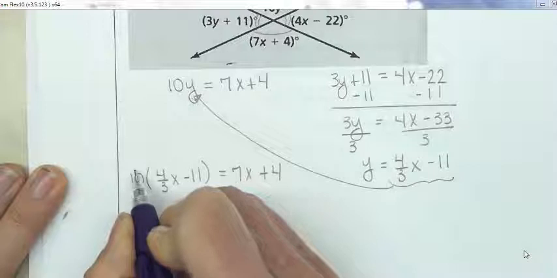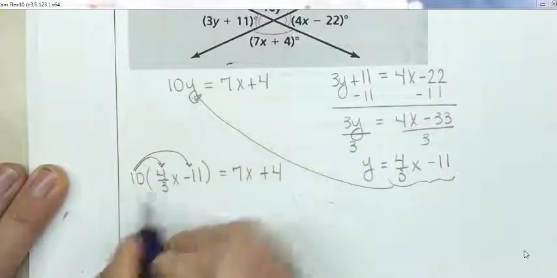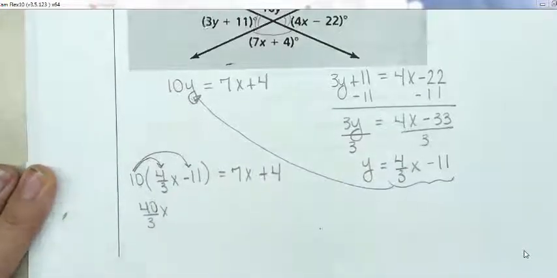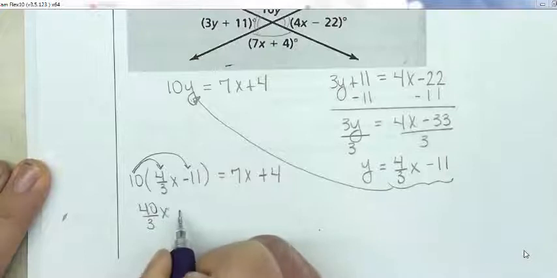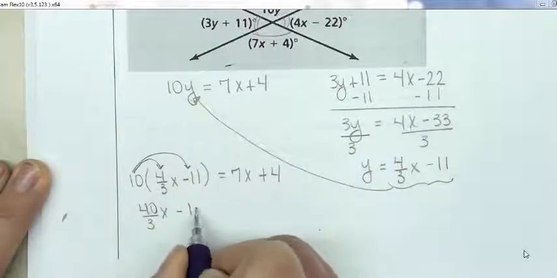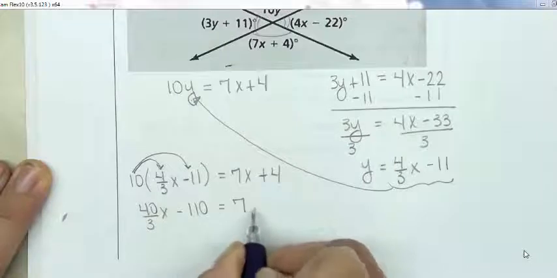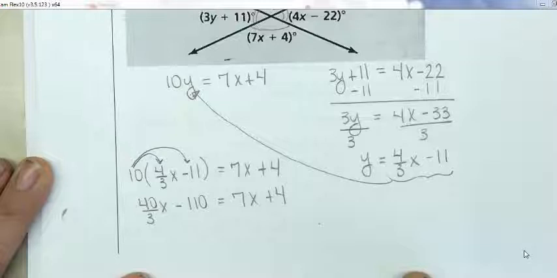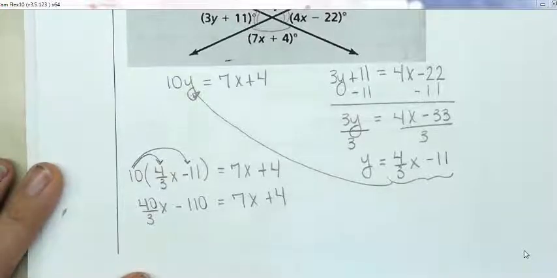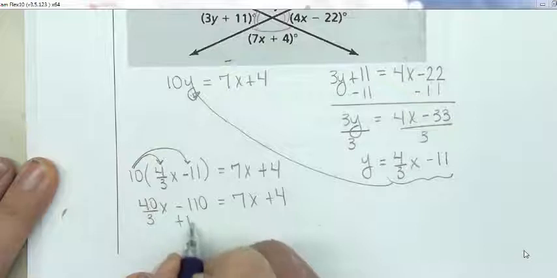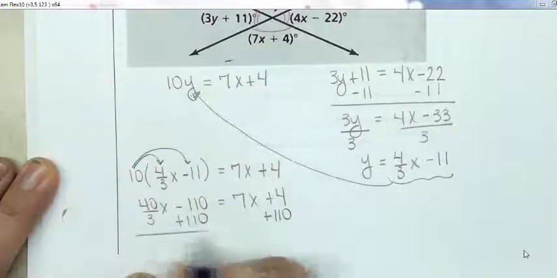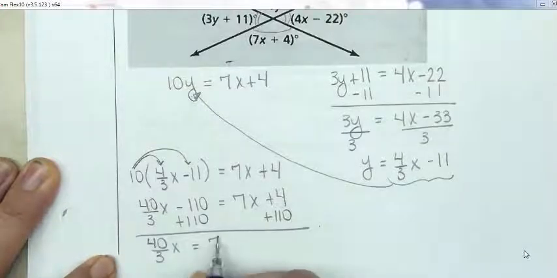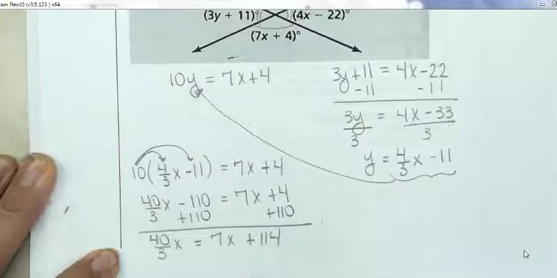Okay, so now I'm going to distribute my 10 to both terms. So I'm going to get 40 over 3x. I've just done 10 times 4/3 x minus, now 10 times negative 11 is negative 110. It's going to give me 7x plus 4 on the other side. Okay, so now I want to get all my x's on one side and everything else on the other side. So I'm going to add 110 to both sides, leaving me with 40 over 3x equals 7x plus 114.